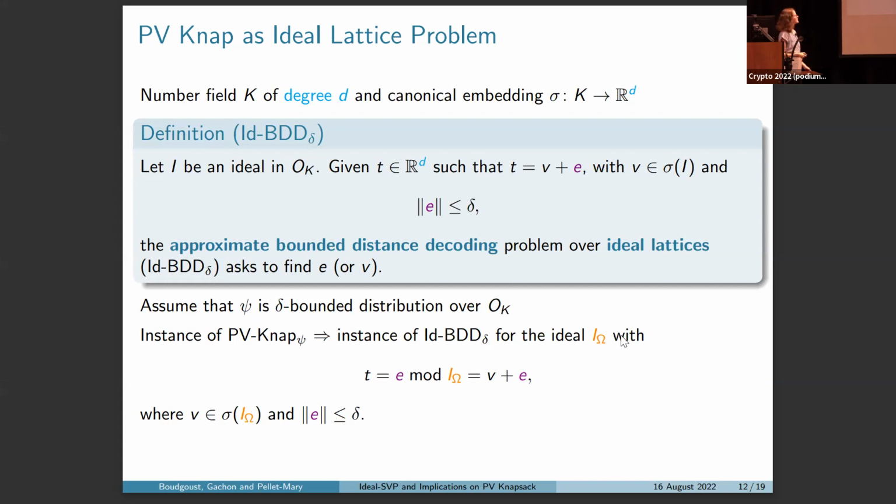That is actually equivalent. And now if we assume that our psi distribution from the partial Vandermonde knapsack instance is delta bounded, then having a vector that is the offset E mod this special ideal is exactly the same as writing it like a sum of a lattice point and an offset that is bounded by delta. So it's really like just rewriting partial Vandermonde knapsack gives you a bounded distance decoding problem.